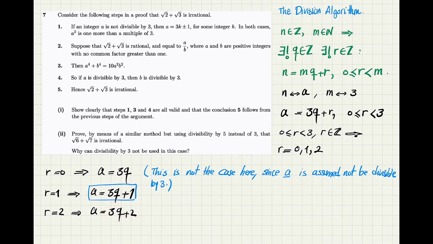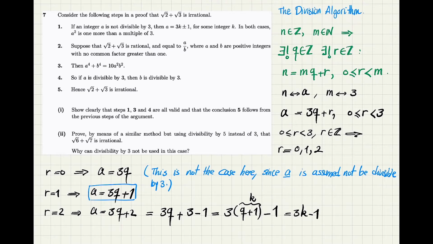Okay, but this can be simply modified. How? I can write it as 3q, and instead of 2, I can write 3 minus 1. Between the first two terms, I can factor 3 out. Then I will have q plus 1, and then minus 1. But we know that this q is an integer, so q plus 1 is also an integer. So I can denote q plus 1 by a letter k. Then it becomes 3k minus 1.